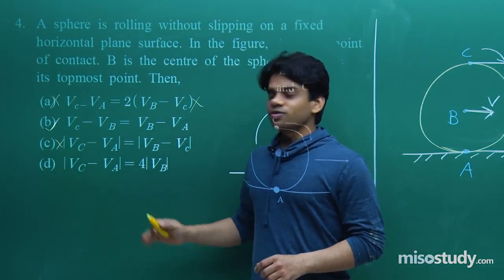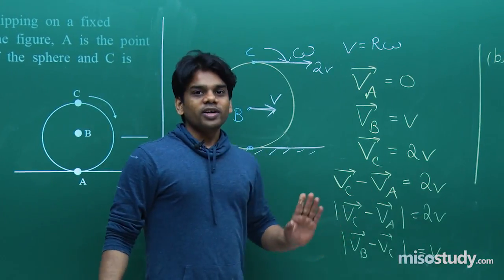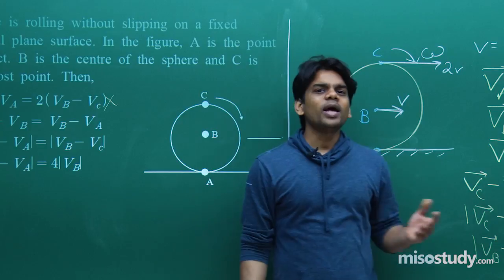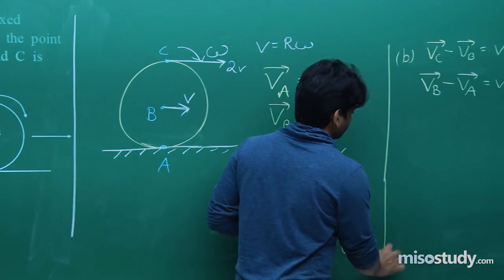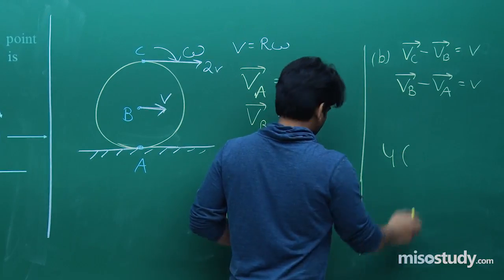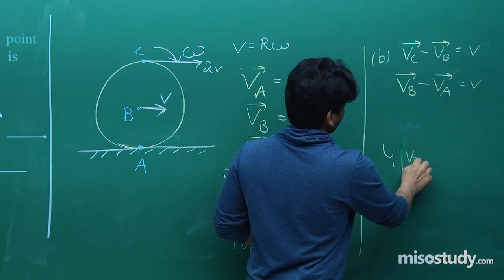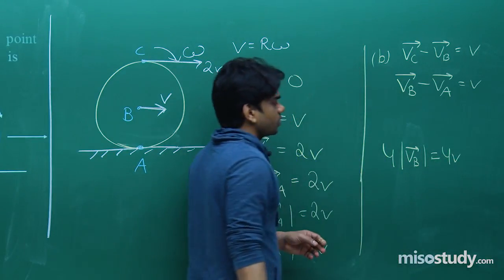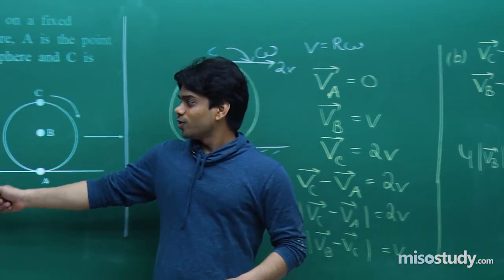Both are not matching. So option C is again incorrect. Option D, Vc minus Va, its modulus. Vc minus Va modulus is 2v, already we have taken down. That is equal to 4 times modulus of Vb. That is, 4 times Vb will give you 4v. So if I write 4 times modulus of Vb, it will give you 4v. Hence incorrect. This is not matching. So D is also incorrect.